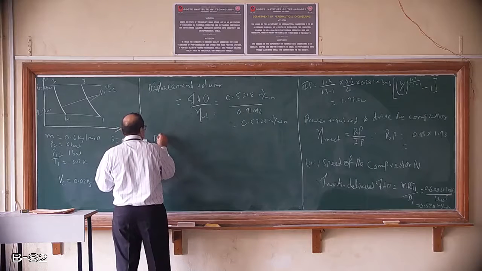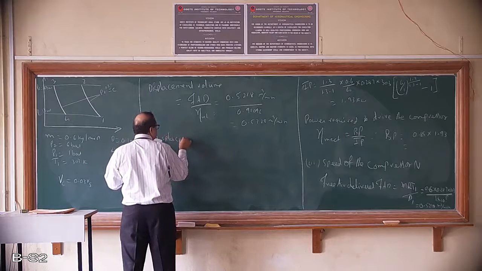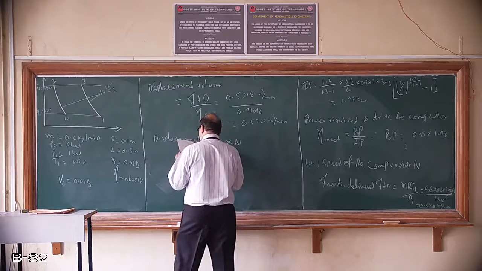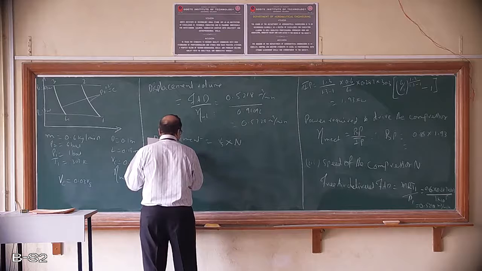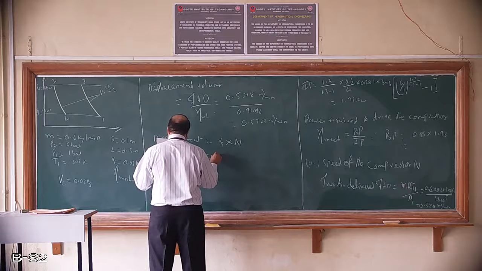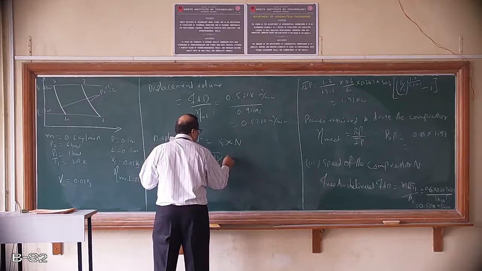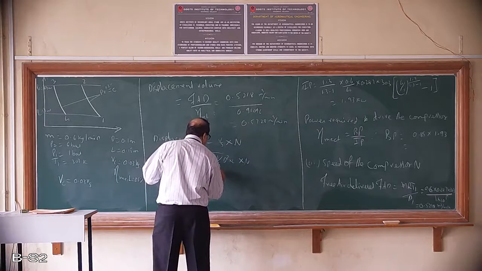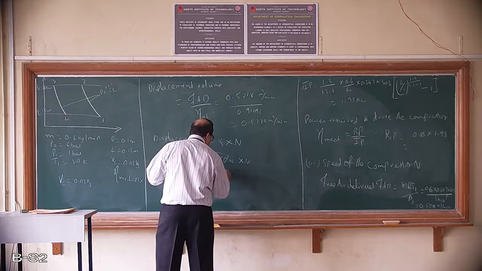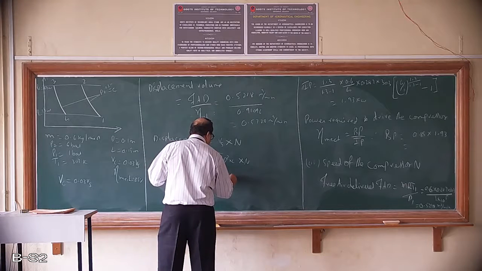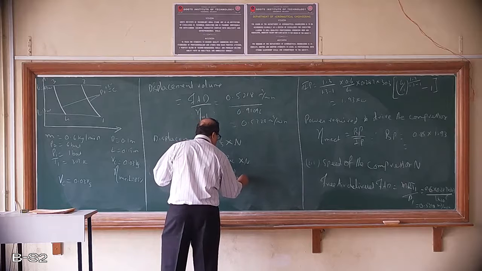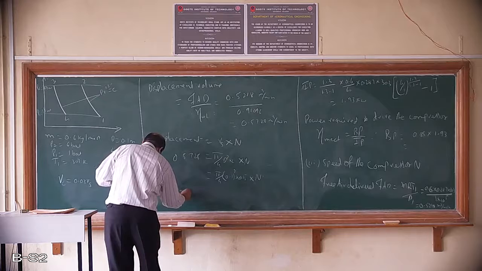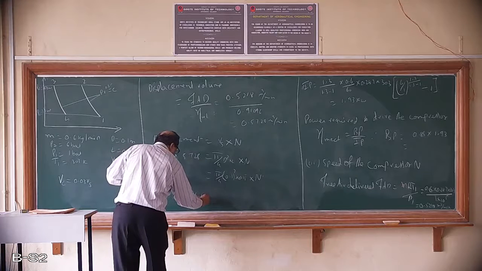So displacement volume is equal to Vs into N. We know this displacement volume is 0.5728, and Vs is pi by 4 d square into L. So this is pi by 4 into 0.1 square into 0.15 into N. So N is equal to 486.2 rpm.